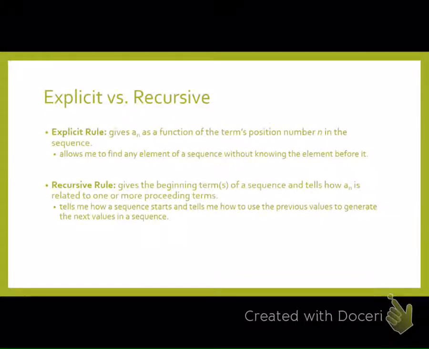All right. Explicit versus recursive. So an explicit rule gives a sub n as a function of the term's position number in line in the sequence. So a sub n is a position in line.